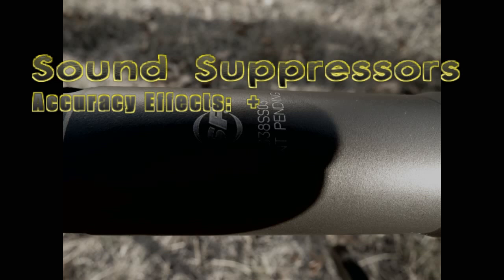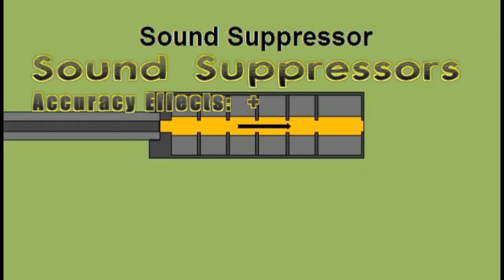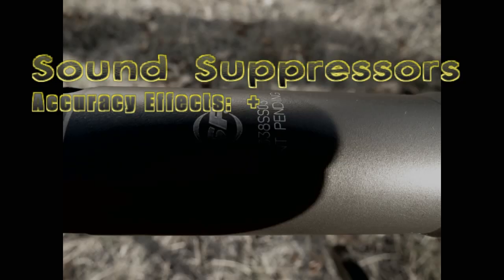Well, basically, this is very, very dependent on the quality of the sound suppressor and how well lined up it is with the axis of your bore. Most modern sound suppressors that are commercially available today by the big manufacturers are very, very well made, and they don't really have any negative effects on accuracy.